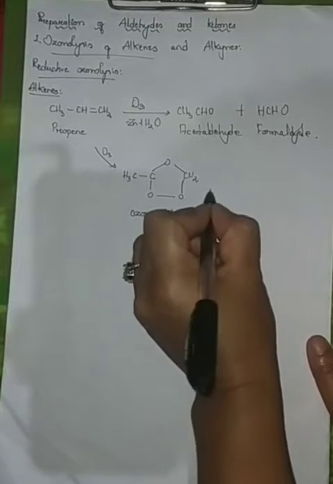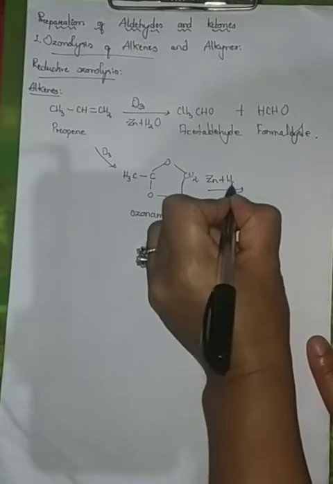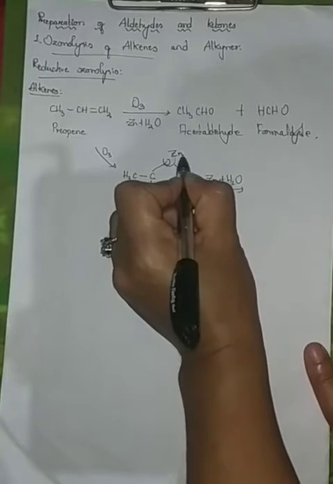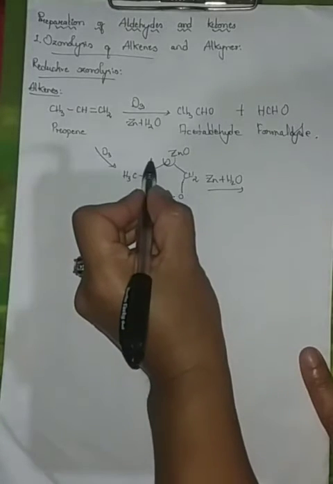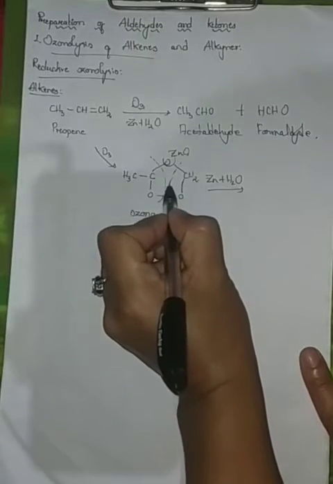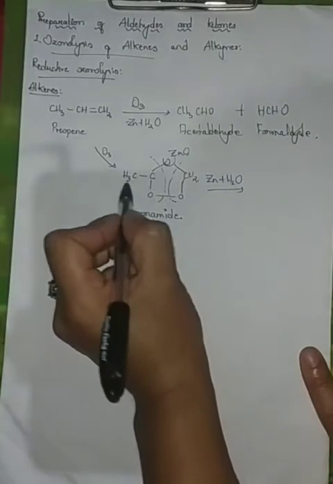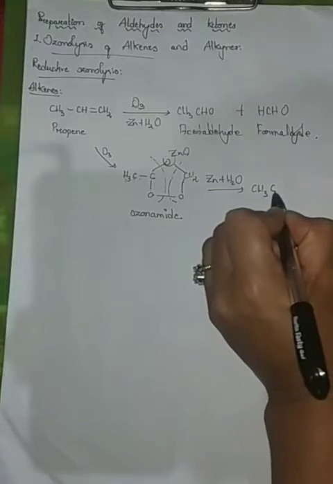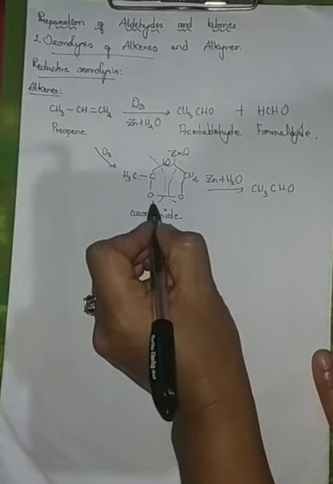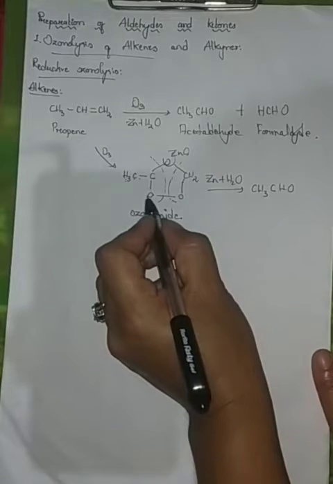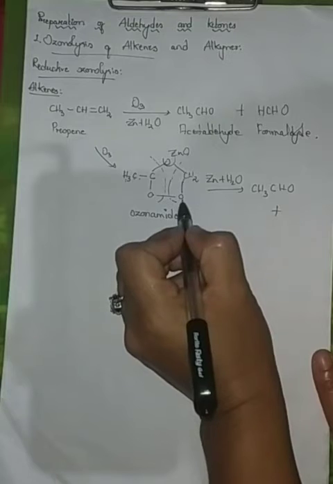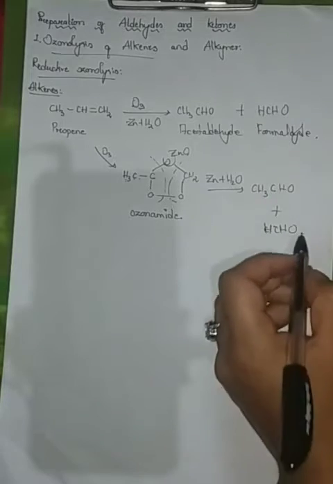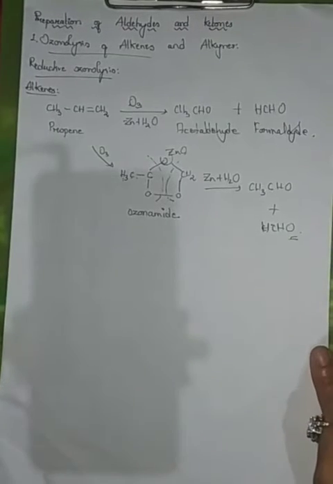Now when it reacts with zinc and water, the zinc takes away this oxygen as zinc oxide, ZnO, and then there is breakage of this bond in this way. Therefore this becomes CH3C double bond O, that means CH3CHO. And then another one is CH2 double bond O, HCHO. We will be getting acetaldehyde and formaldehyde in this way.